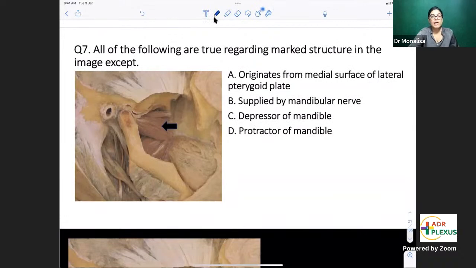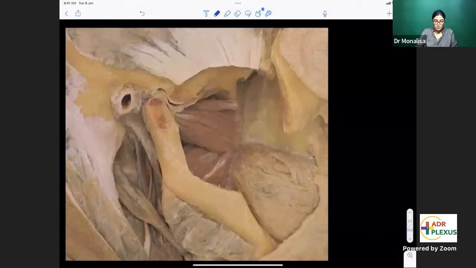The identification given by Dr. Monalisa, many of the students have given the identification right. Now I want the correct answer. Which of the following is the wrong statement about lateral pterygoid muscle? Definitely A is given. Okay, what about others? Yes, definitely A is the right answer. Lateral pterygoid muscle doesn't originate from the medial aspect of lateral pterygoid plate, but from the lateral aspect of lateral pterygoid plate. Let me just enlarge this image.